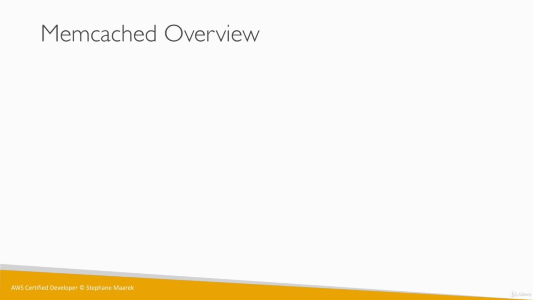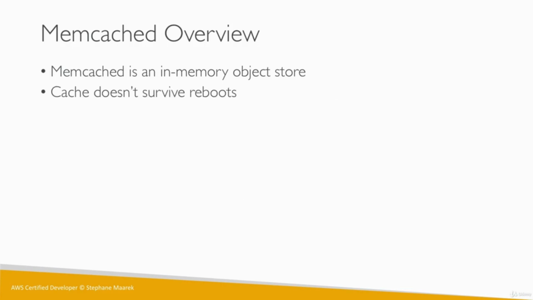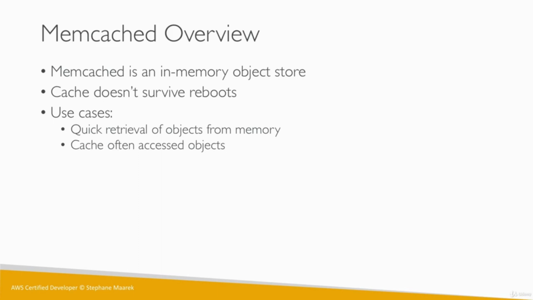Now, Memcached is a bit less popular, but still available. It's an in-memory object store, and the cache this time doesn't survive the reboots, and the use case is to do a quick retrieval of objects from memory and to cache often accessed objects.